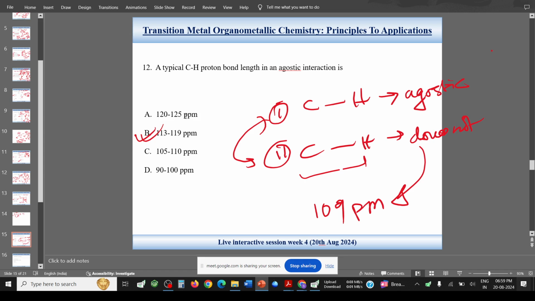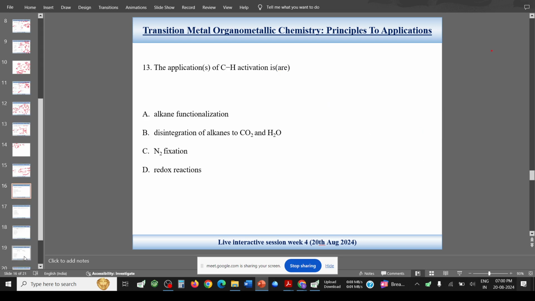It should be pm, not ppm. 113 to 119 pm, picometers. ppm is different, parts per million. It should be pm. Okay. The next question is a general question.